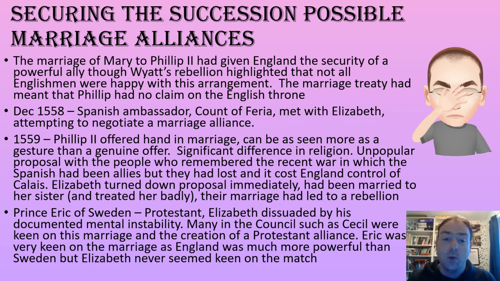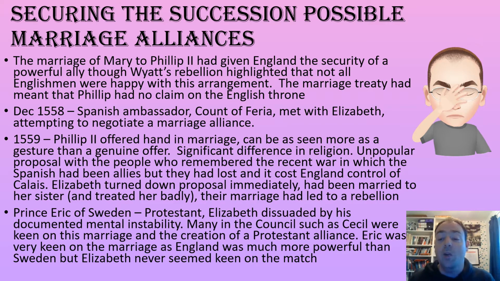Now, the marriage between Mary, Elizabeth's sister, and Philip had given England the security of a powerful ally. Wyatt's rebellion highlighted that not all Englishmen were happy with this arrangement, and part of this has to do with the ideas of marriage at this point in time, where the wife would obey her husband and the husband would be dominant. Therefore, if your nation's ruler is a queen and another nation's ruler is her husband and a king of somewhere else, there is a worry that your nation will become subservient to that nation.